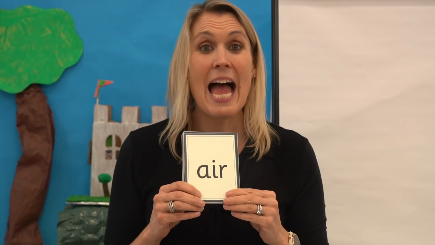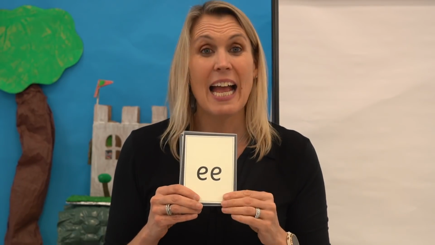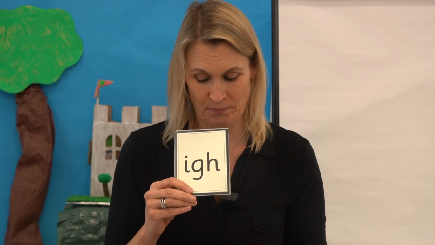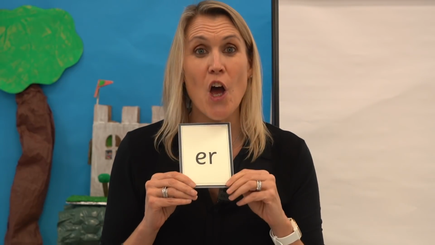Let's check you got them right. Read aloud with me. Air, O, E, oo or, I, ear. Well done. Super sounds. Now let's read some words with graphemes we already know.